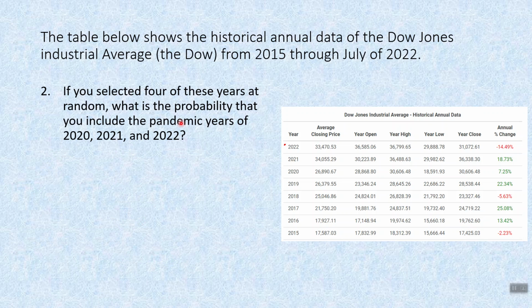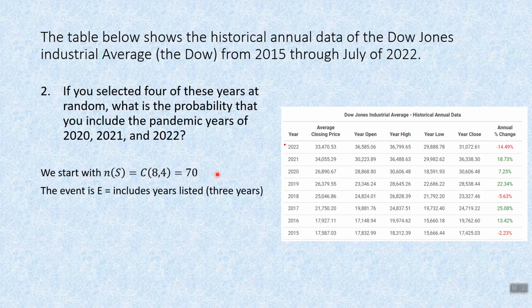Now if you select 4 of these years at random, what's the probability that you include the pandemic years of 2022, 2021, and 2020? I went backwards there for some reason. So we start with 8 years. We want 4 of them, nothing particular, nothing specific, just in general. 70 different ways we could group 4 years at a time.